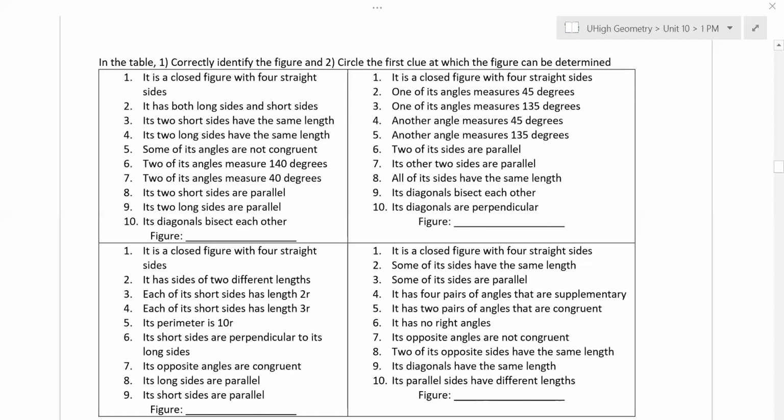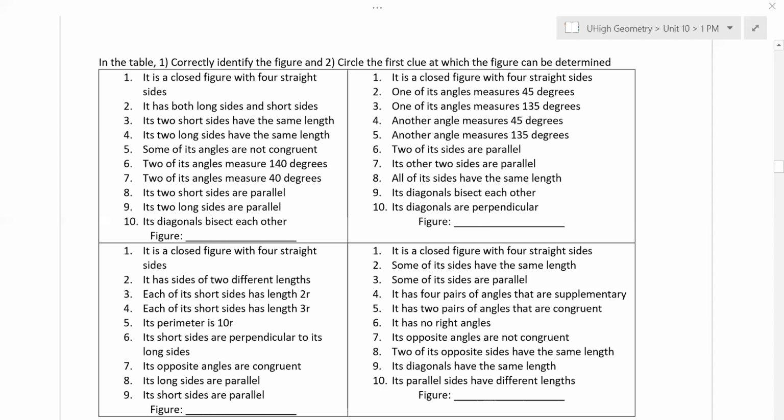All right, so we're going to start with number 1. That first top left box says it is a closed figure with 4 straight sides. What this tells us is if we have a closed figure with 4 straight sides, we have a quadrilateral. We don't have just another polygon. We don't have any other shape. 4 straight sides and a closed figure is a quadrilateral.